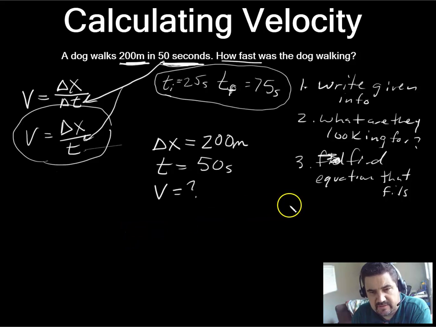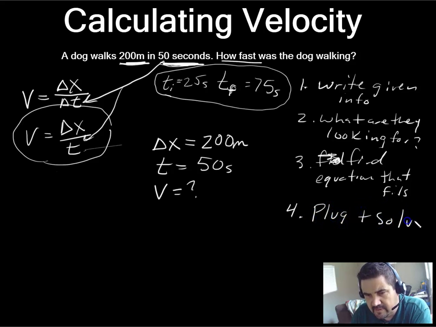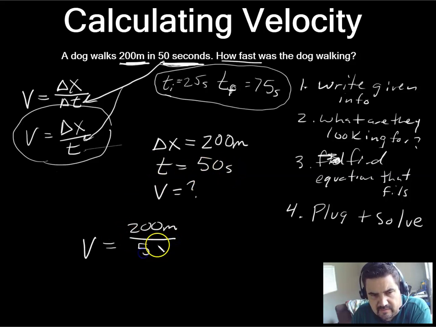So then let's move on. I already found the right equation. It's right there. Step 4: plug in and solve. Plug and solve. That's it. So let's plug everything in. V equals, well, I don't know V, so I'm just going to put V, and then equals 200 meters. That's the x on the top, right? And then 50 seconds, that's the time. Then I take 200 divided by 50 in my calculator, and you get 4.